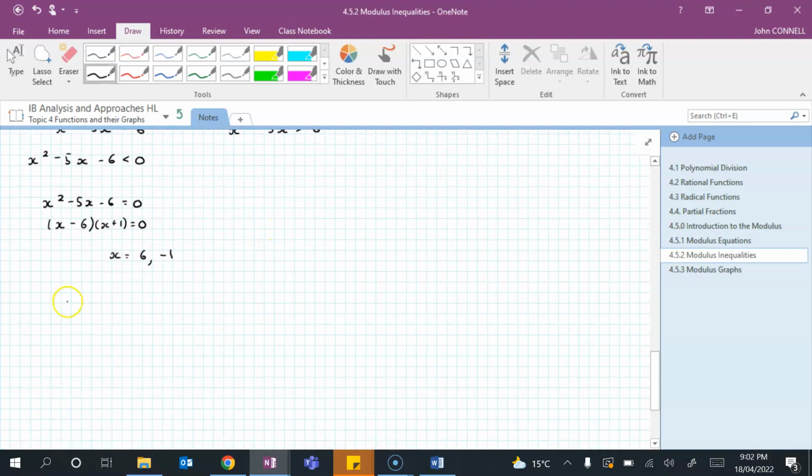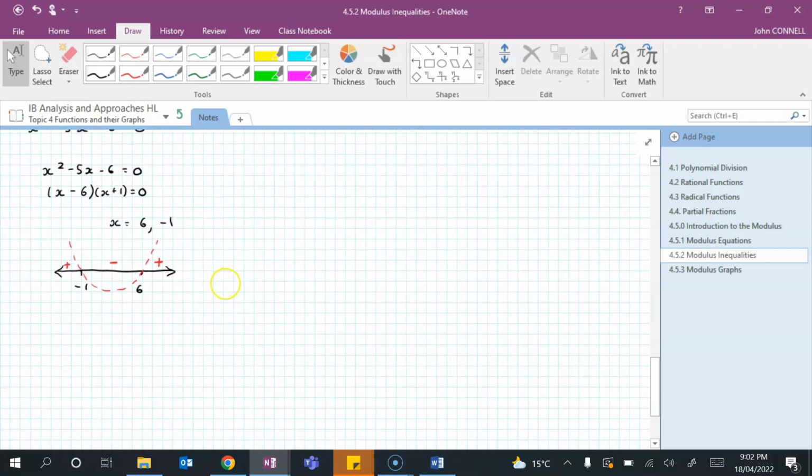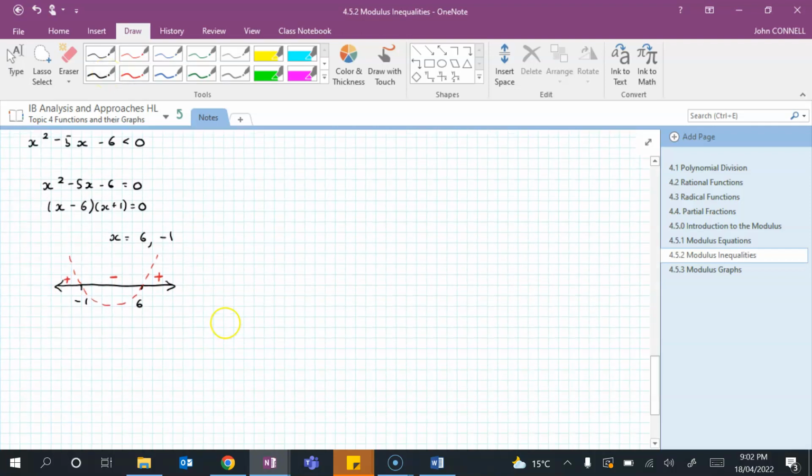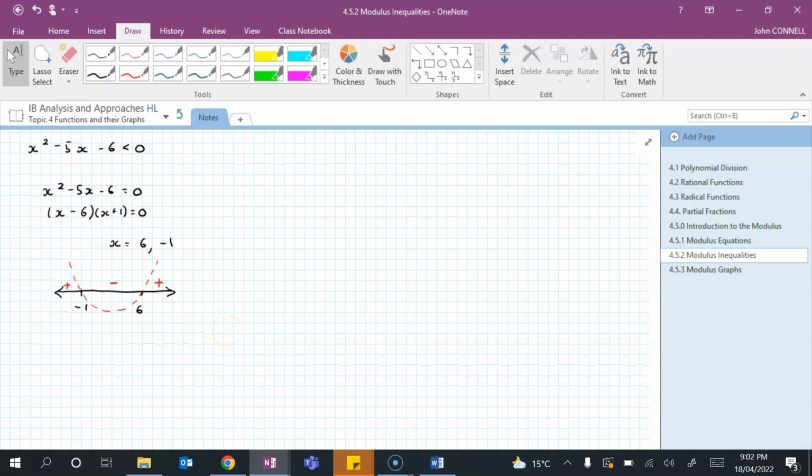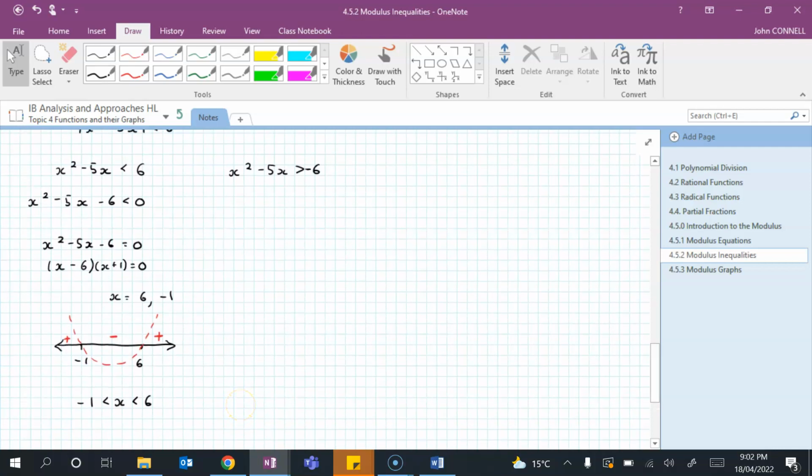They're my roots. Now if I draw the sign diagram, I'm going to have a root at minus 1 and a root at 6. And because my coefficient of x squared is positive, I've got a concave up or upward facing quadratic. So it's positive beyond 6 and less than minus 1. And we want that. No, we don't. We want it less than 0. So that's x less than 6 and greater than minus 1, expressing those two inequalities as one.